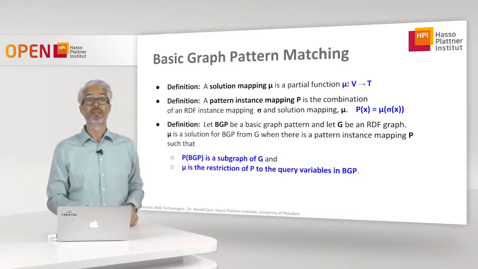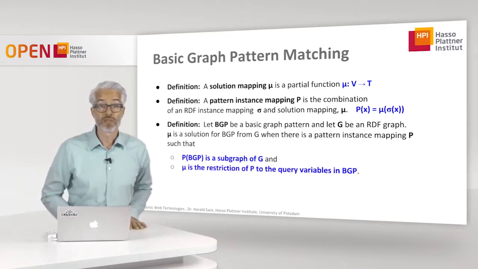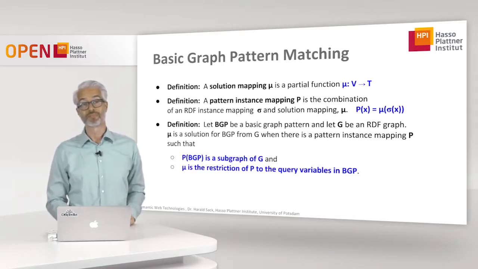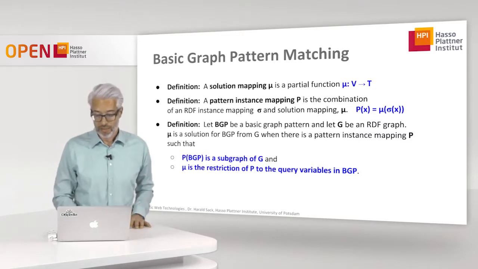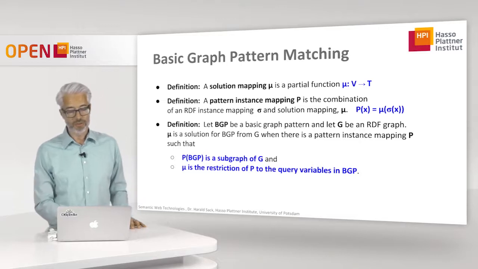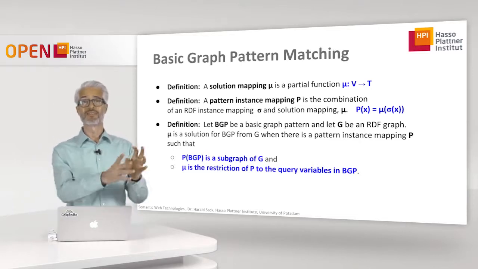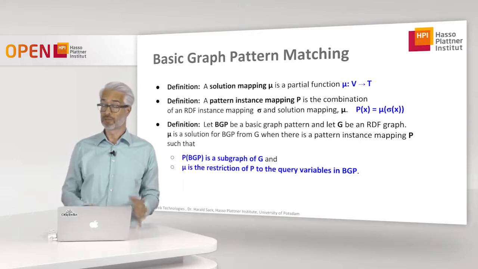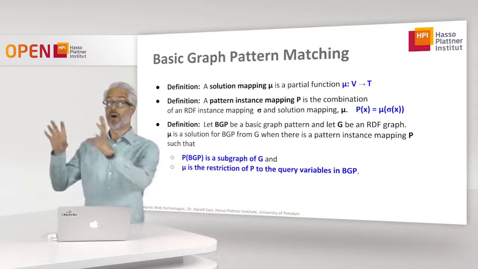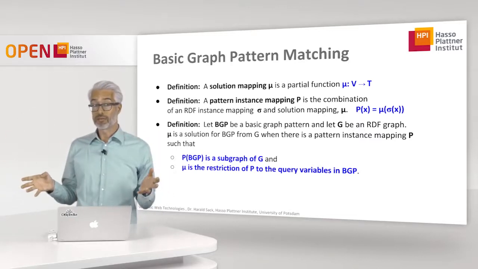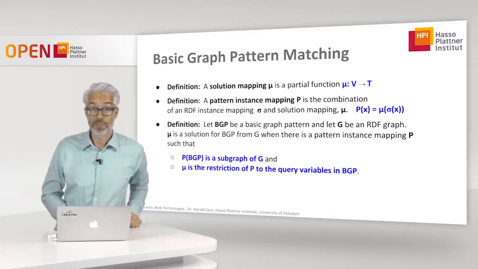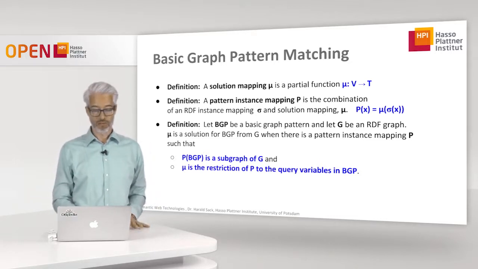And on the other hand, mu is the restriction of P to the query variables in the BGP. So it's quite simple, only a little bit complicated to express. What you see here is nothing else than an attempt to define what a variable binding is, and what happens if I apply a basic graph pattern on a given graph, and then extract the variable bindings, which I here refer to as mappings. So this is the basic graph pattern matching.